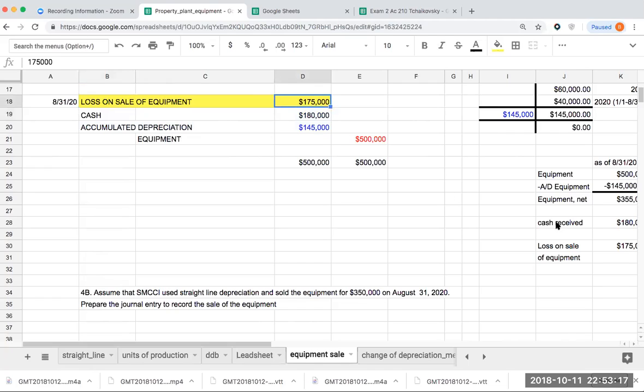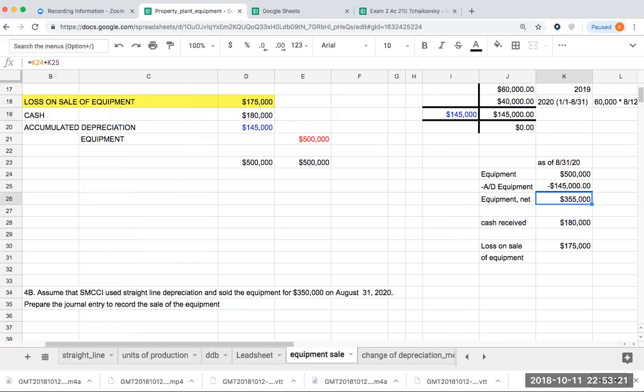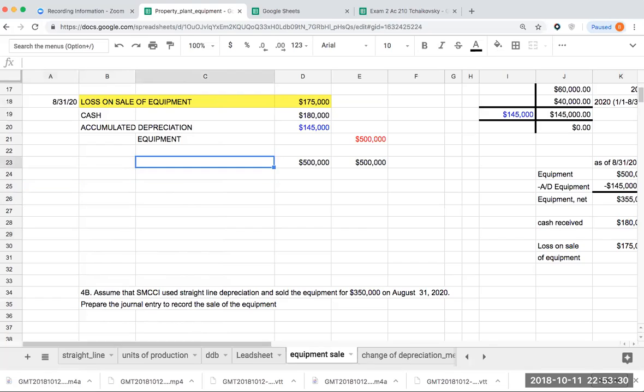So this will be a loss on sale of equipment. And does that make sense? Well, it was worth to us $355,000. I sold it for 180. So I lost 175,000. So this is going to be a loss on sale of equipment. If by chance this was the opposite scenario, and what if I needed a credit, then I would have a gain on sale of equipment. But in this case, that's not happening.